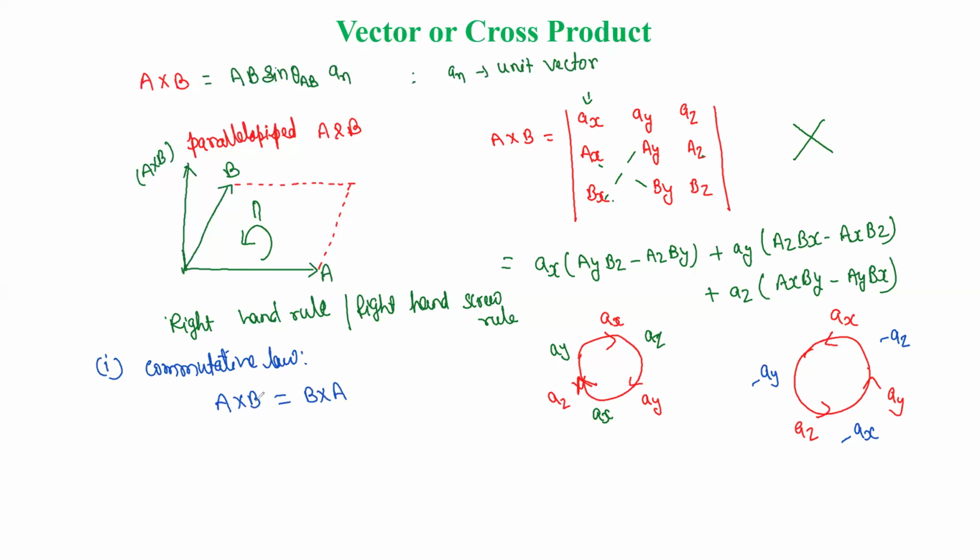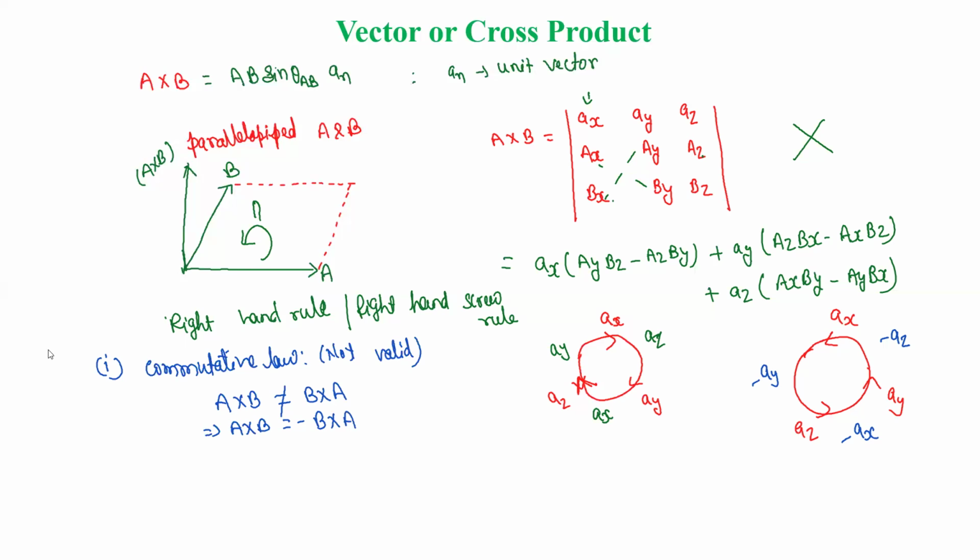Just now we have seen that clockwise and anti-clockwise give a negative sign. So A cross B is not equal to B cross A. Generally, A cross B equals negative B cross A. So the commutative law is not valid here. This is anti-commutative.